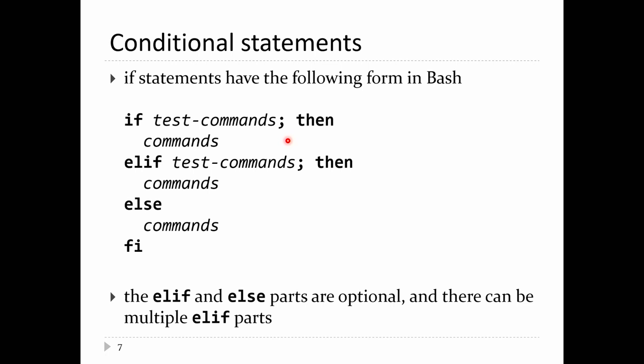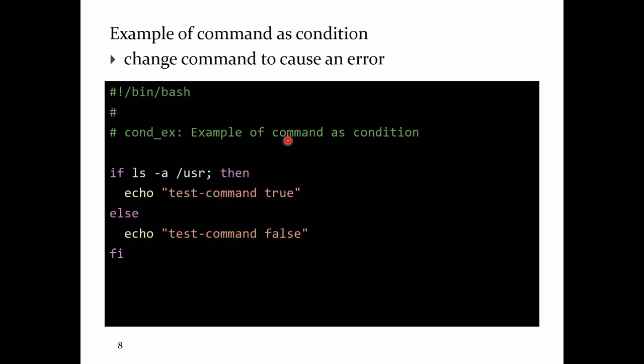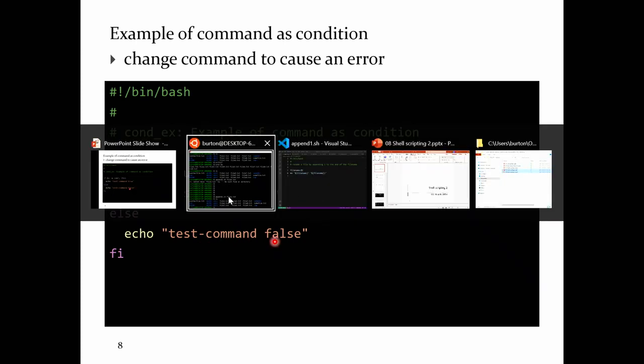So what's going on with these test commands? Here's an example of a command as a condition. There's my command, ls -a root user. If you're coming from Python or Java, that's very strange. You're expecting some sort of conditional there. If I can list the contents of that directory, then it's going to output test command true. Otherwise, it's going to output test command false. And that's exactly what happens.